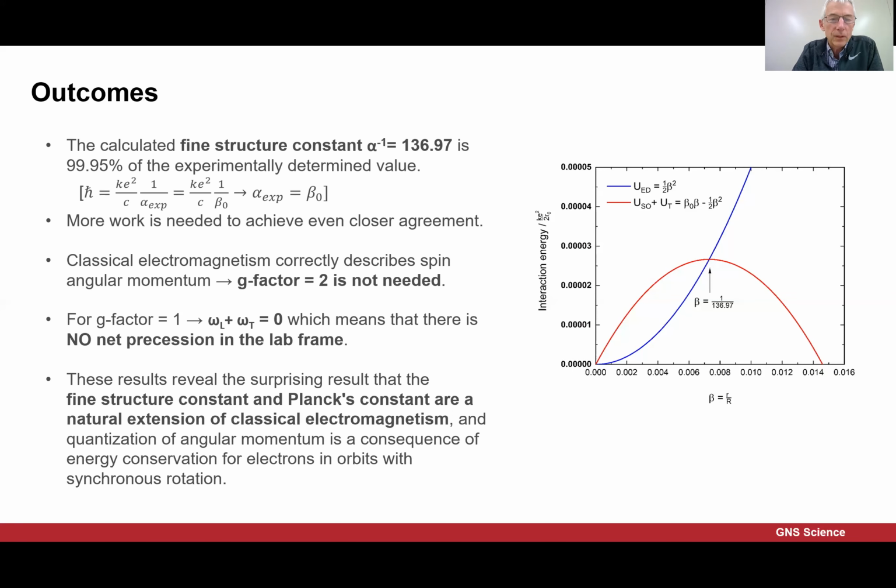And so in summary, these results reveal the surprising result that the fine structure constant and Planck's constant are a natural extension of classical electromagnetism, and that quantization of angular momentum is a consequence of the expressions that we've derived agreeing, and that energy is conserved between frames for the electrons in orbit with synchronous rotation.